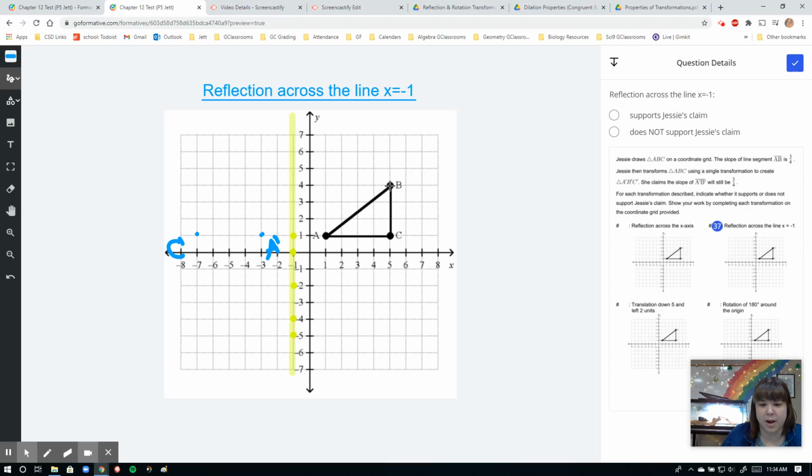Now we need to do B prime. Again, it's the same number of units from the line x equals -1, so we need to go up 1, 2, 3. We've got B prime. Let's go ahead and draw our triangle.